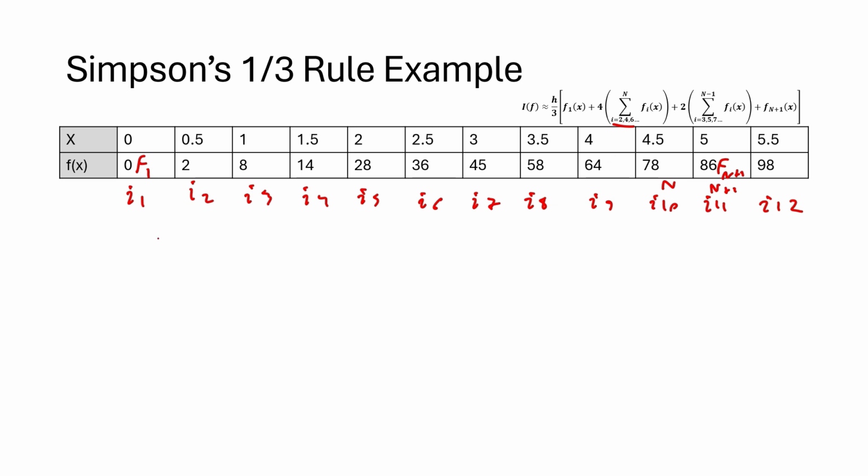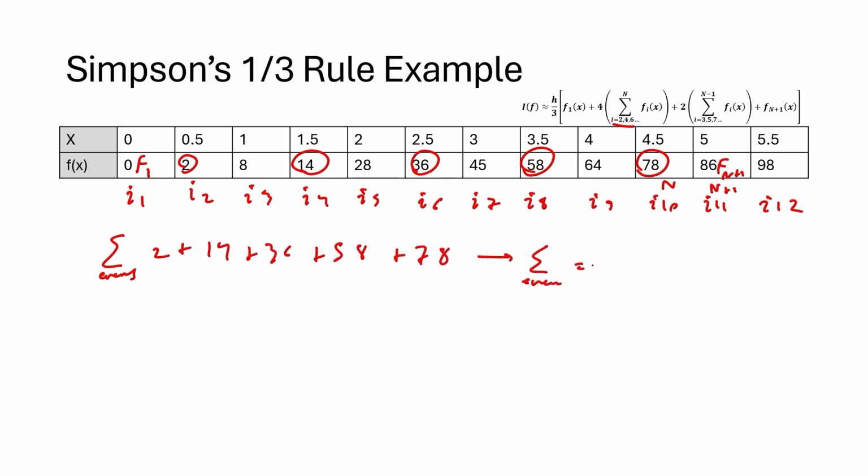With this sum of evens, we're just going to do the even points, so that'll be 2, 14, 36, 58, and 78, and then we stop here because this is our final point. And we simply sum them up. Plugging this in the calculator, we should be getting 188.